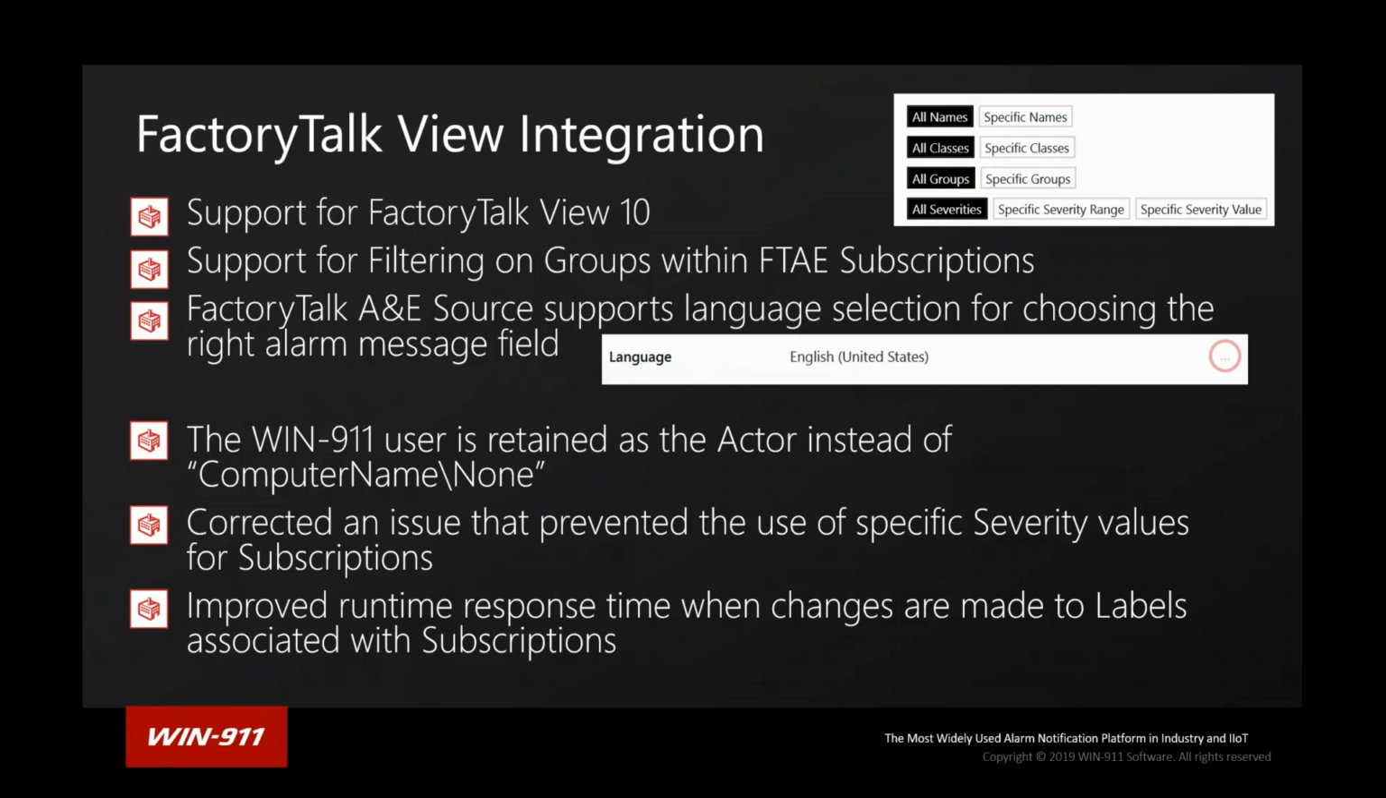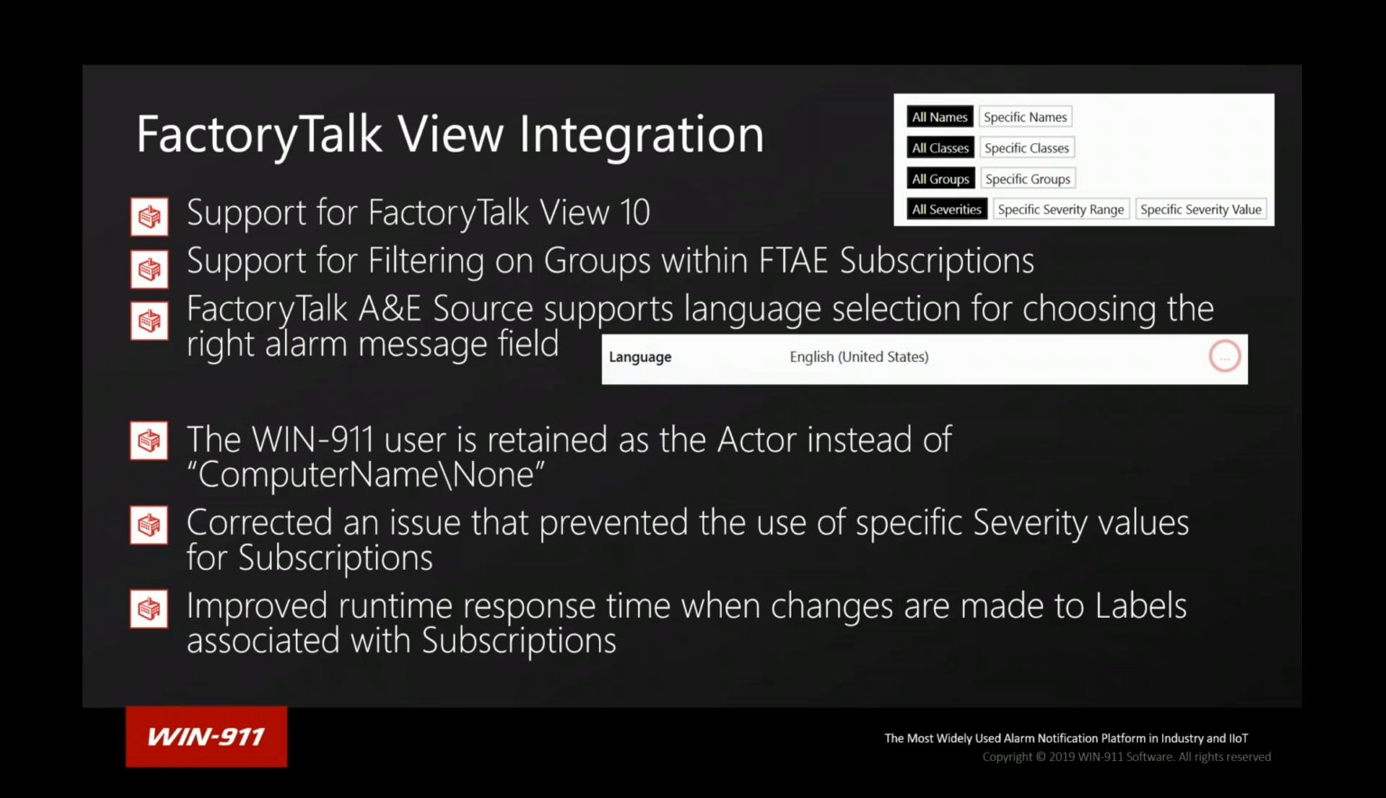In the past, if you were to acknowledge the alarm from, let's say, a cell phone, it would technically log within WIN-911 as Steve, maybe via SMS, and that was being passed back to FactoryTalk to acknowledge the alarm. FactoryTalk would then update us with who acknowledged it. Really, what that came down to was that it was seeing the computer name, where our program is running, as acknowledging it, and it literally said /none. So this would be the acknowledged-by person that would go out in a message to everyone else showing who acknowledged it. That's really not useful to anyone.